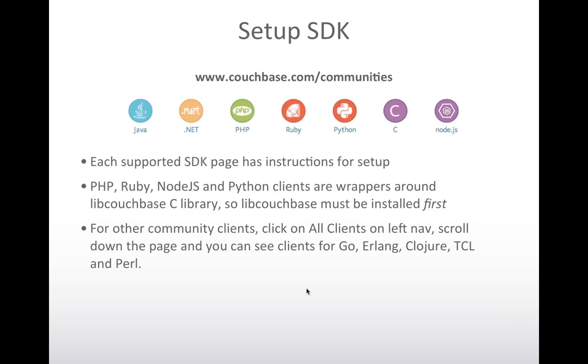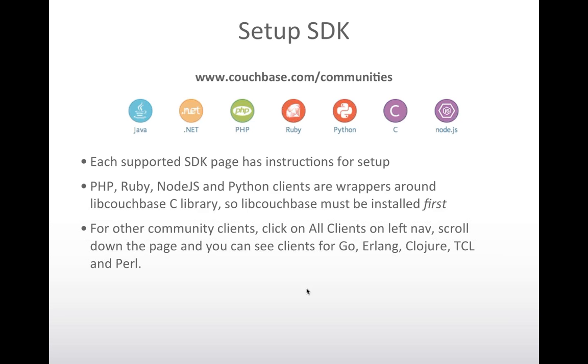And we have many SDKs depending on your programming language. For example, if you go to couchbase.com/communities, you have all the supported languages that we have: Java, .NET, PHP, Ruby, Python, C, and Node.js. In addition to that, we also have community-driven SDKs for Go, for Erlang, for Clojure, and so on.